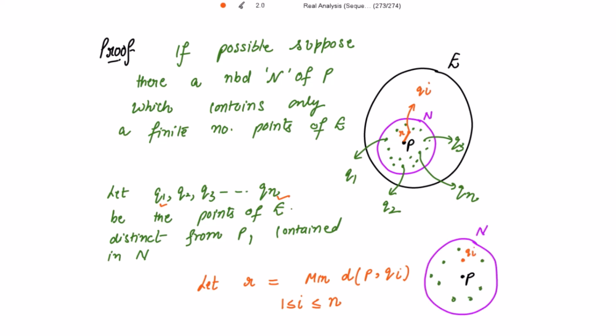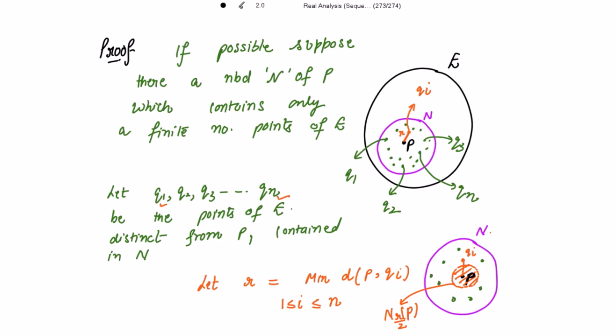Now this Qi point has the distance R from P. If I consider the neighborhood of P to have the radius R divided by 2, half of this distance, so I have considered this to be the neighborhood of P having the radius R divided by 2, then there will be no point in this neighborhood. Inside this neighborhood, no point is present. Except P, there is no point in this neighborhood.